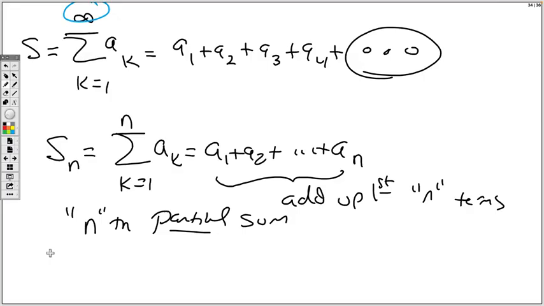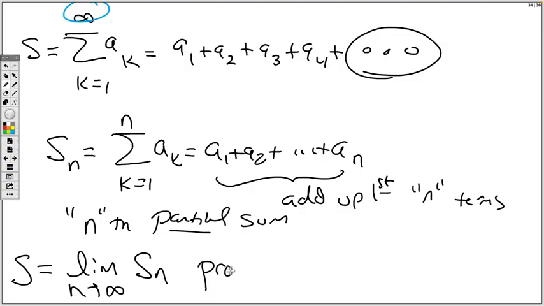And then what we do is we define S to be the limit as n goes to infinity of S sub n, provided the limit exists. Okay, provided the limit exists.